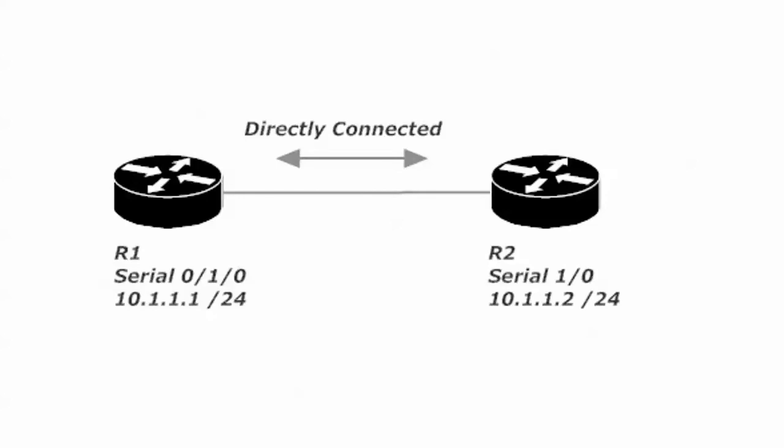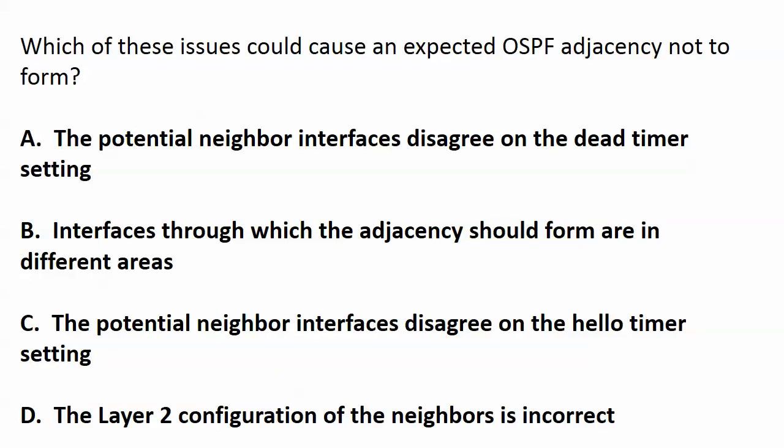We're going to be using this directly connected network, and you see routers 1 and 2 using serial interfaces. They're on the 10.1.1.0/24 subnet. I have not done anything untoward here, no hidden commands, and I'll show you the commands in just a moment as far as OSPF goes. But first, I want you to tell me, and we're using the old select all that apply here, which of these issues could cause an expected OSPF adjacency not to form?